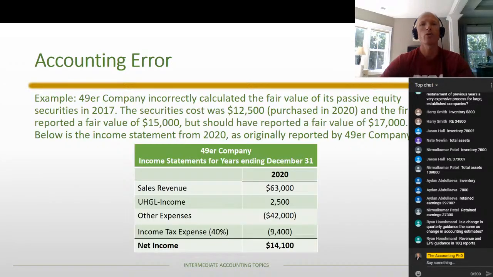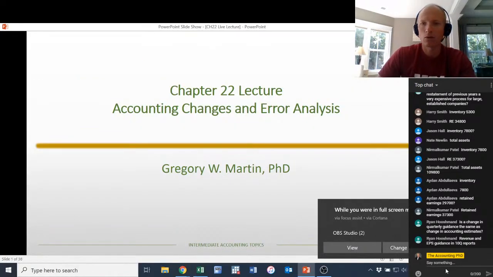All right, so let's go through an example. 49er Company incorrectly calculated the fair value of its passive equity securities in 2000, wrong year, it looks like, or 2017. I think that should say 2020. The securities cost was 12. I'm going to just fix that right now because it's going to bother me. Oh, I don't want to do that. Why did it do that?